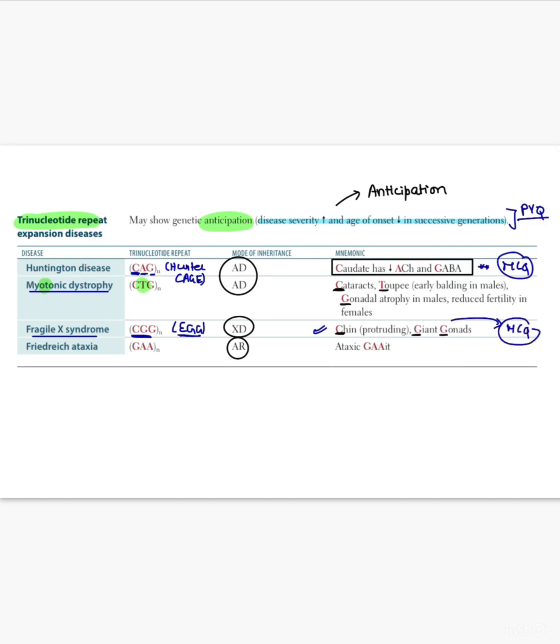Then Friedreich ataxia. So basically a problem in walking, that is gait abnormality. So remember GAIT, you will remember GAA. That is GAA is the trinucleotide repeat disorder. Again an important MCQ that you need to know.